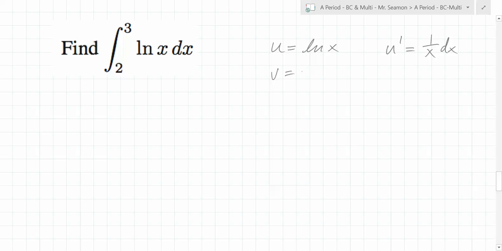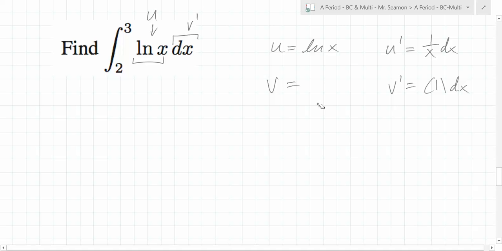When I meander through the woods here, you know that one of them is going to be u. If that one's u, what's the other one going to need to be? V prime. Well, dx is the thing that's left, yes. So v prime, let's say that's dx. So what's v going to be? 1. V is 1, right? Or is it just x? Is it x or 1? It's x. Because what's actually in front of this dx right here? There's a 1 in front of it, right? So when you integrate this, you end up with x.